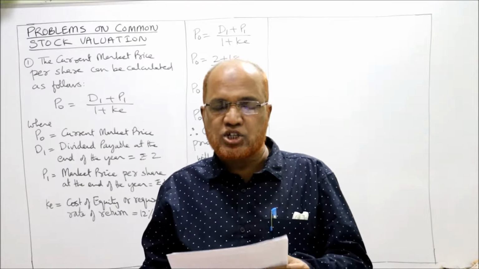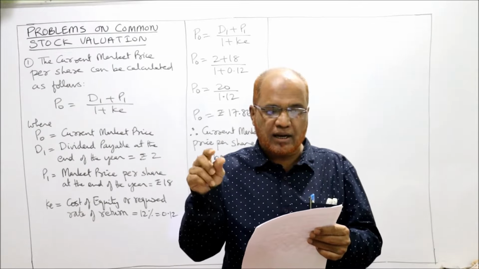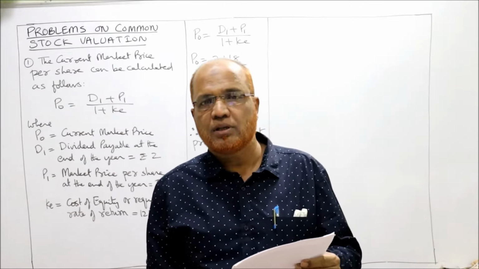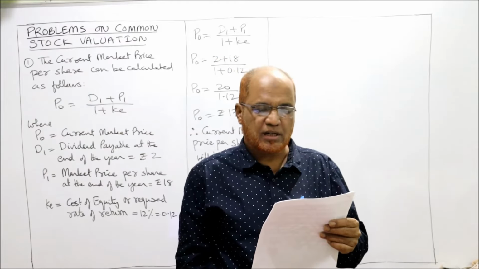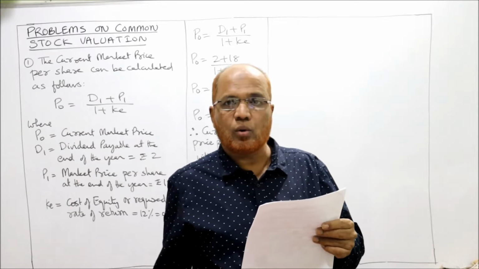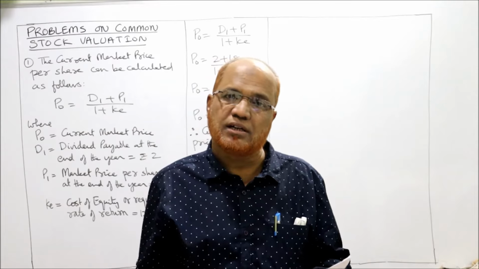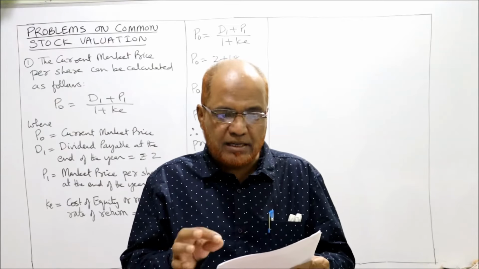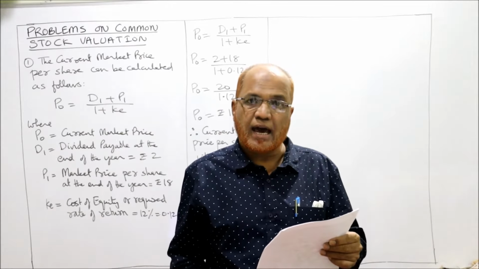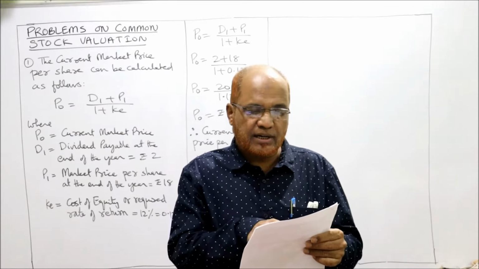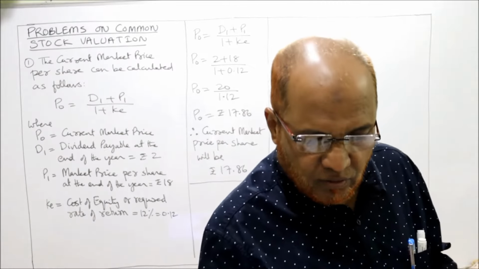The expected dividend per share of Vaibhav Limited is 5 rupees. The dividend is expected to grow at the rate of 6% per year. So expecting that this dividend is going to grow, growth rate 6%. If the price per share now is 50 rupees, what is the expected rate of return? So in this problem the price per share is given. Share price P0 is 50 rupees and there is a growth rate of 6% per year. So what is the expected rate of return? We have to find out.